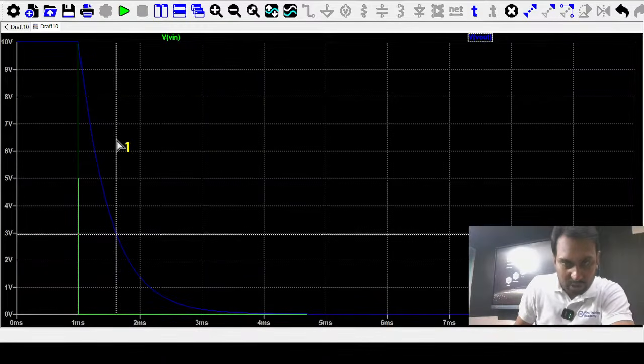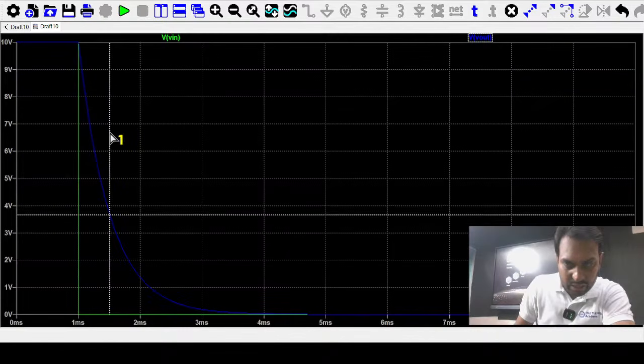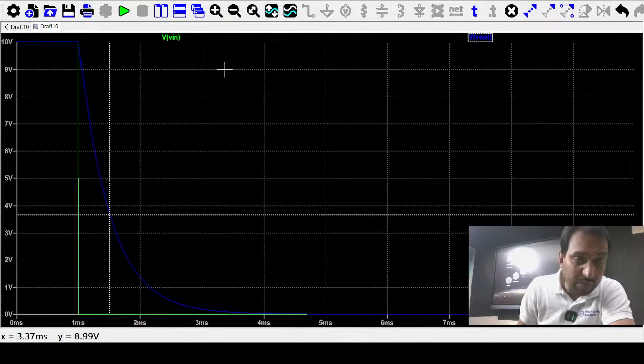At 1.5 millisecond, it is nearly about 3.6, that is 3.67 volt. So in charging time it reaches 63%, and in discharging time it will discharge to 36.8%. So this is 3.6 volt. It only has 3.6, it has a drop of 6.3. So this is the way you can understand.